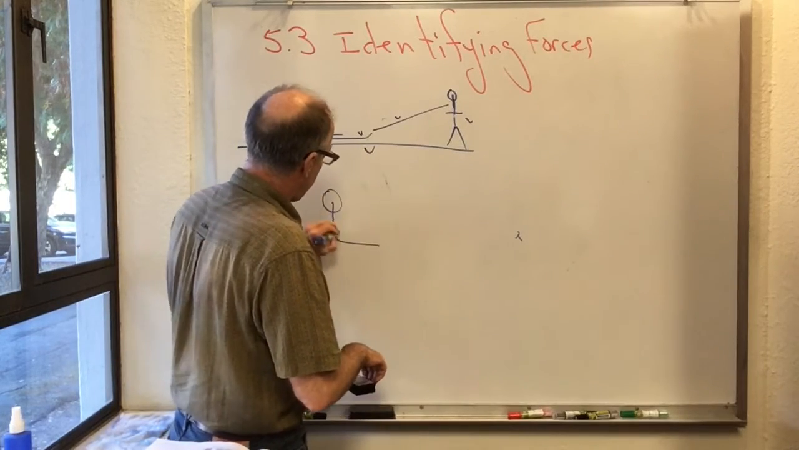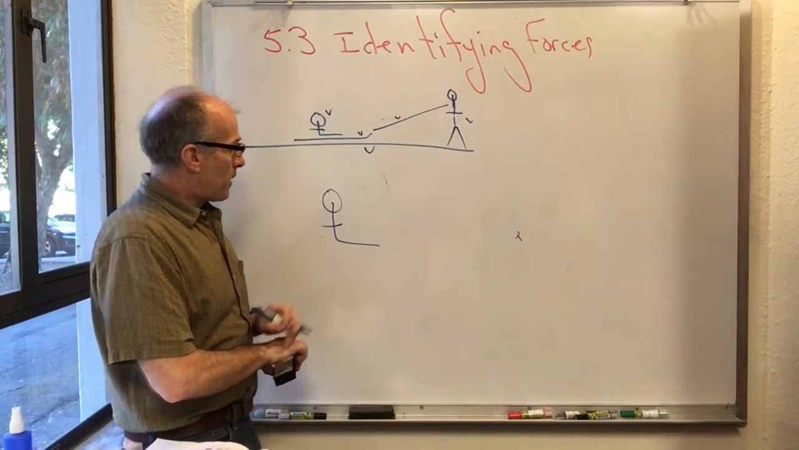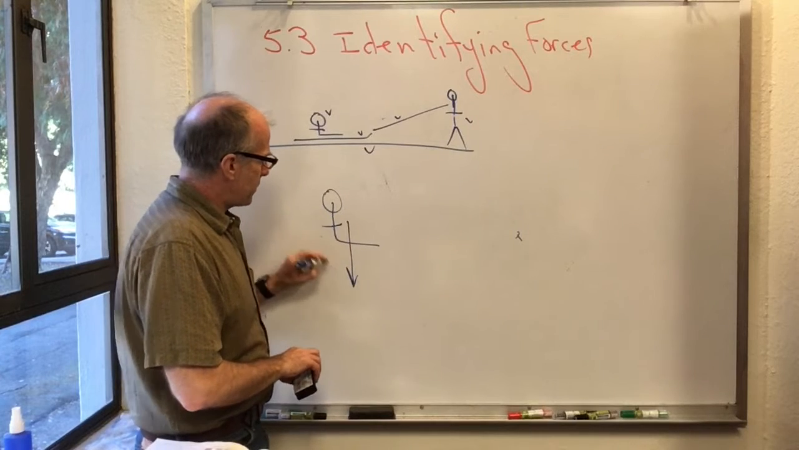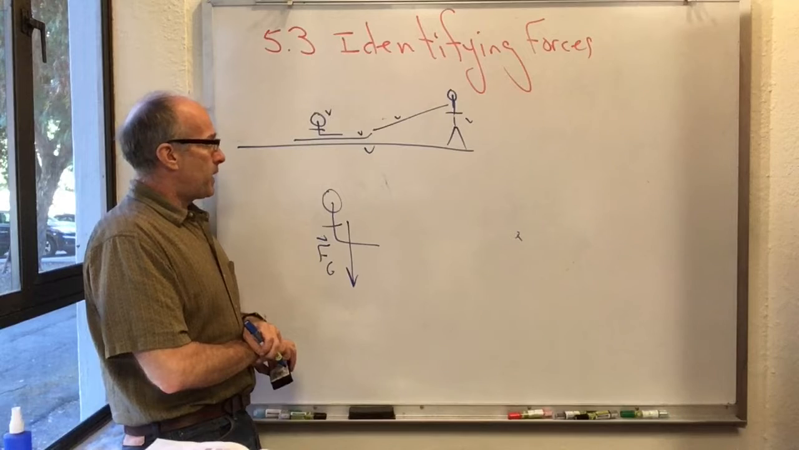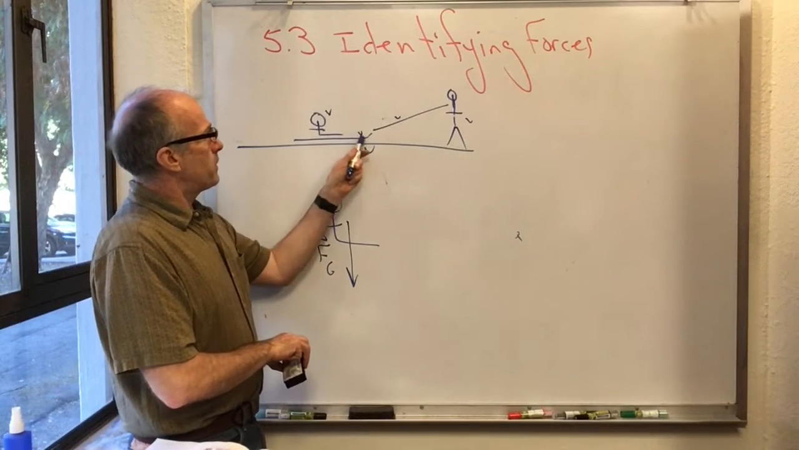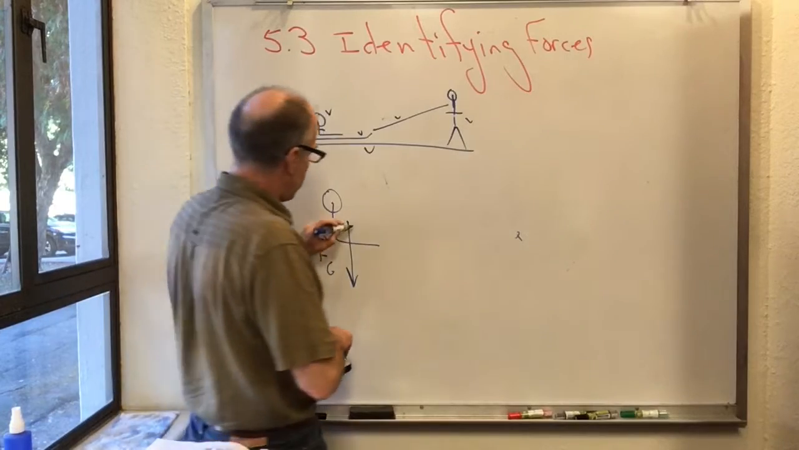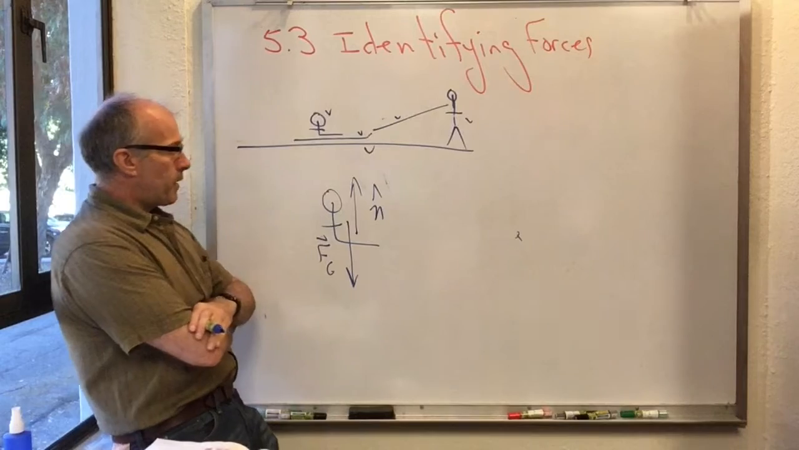So here, there's the child sitting on the sled. Now that we've got the child isolated, we can go, oh, there's a force of gravity on the child. And because the surface of this sled is pushing up on the child's legs, there's a normal force. And that might be about it.